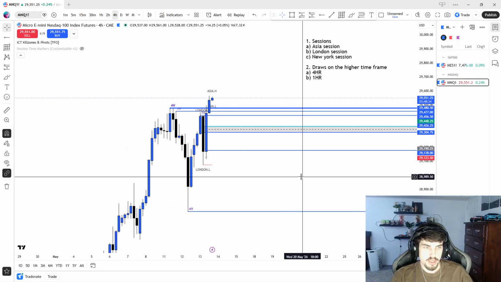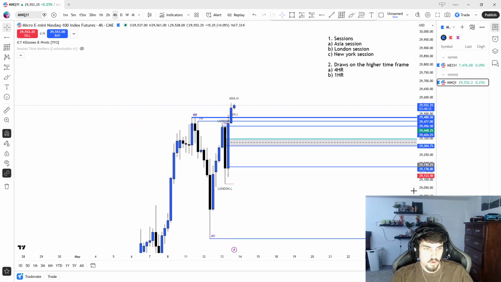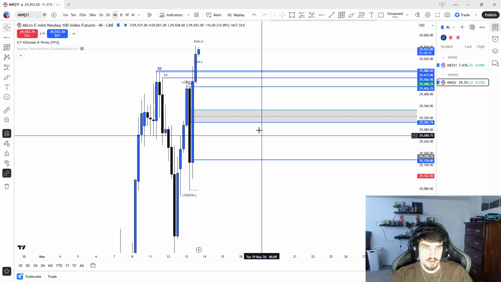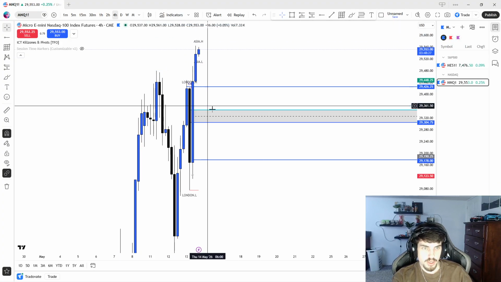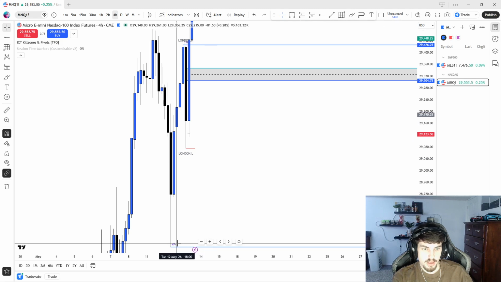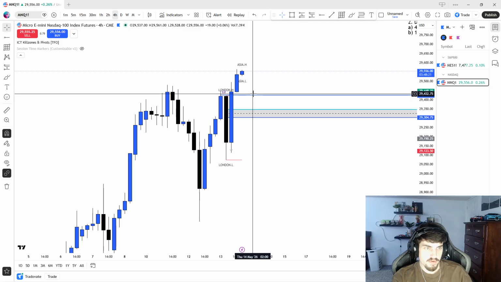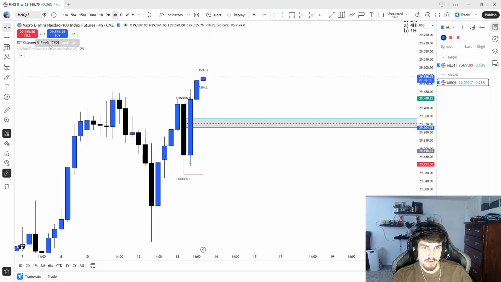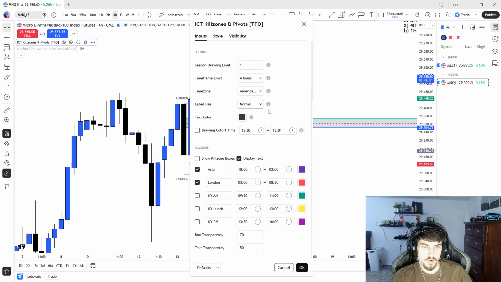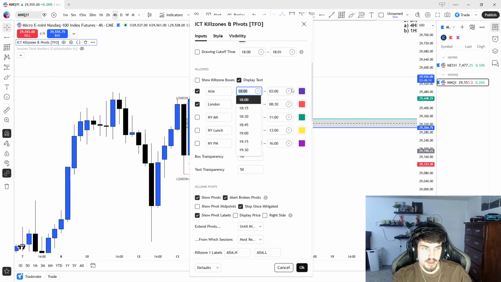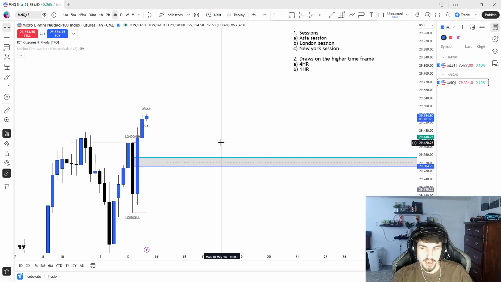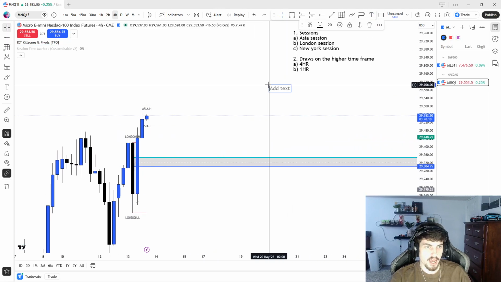Now, I'm going to delete these so you guys can see a bit better where on the chart we have these. If we have these set up, we are trading different time zones here. I guess the first thing that I should do is tell you what the time zones are.